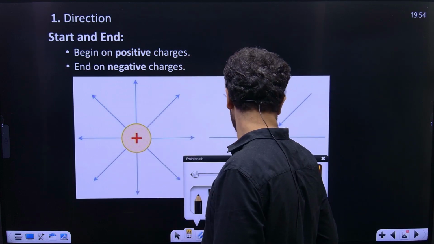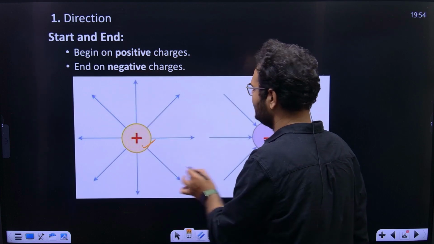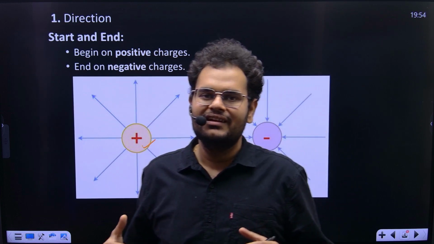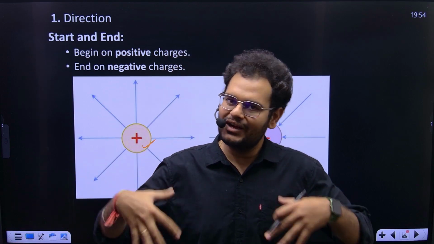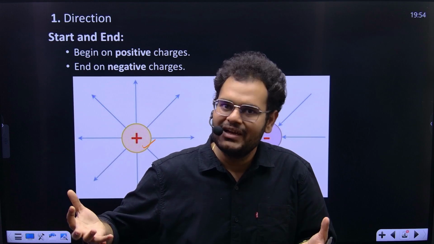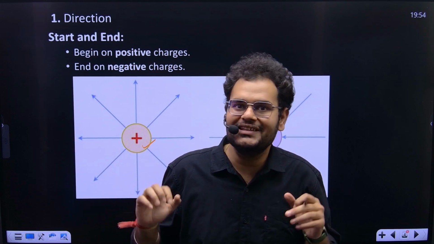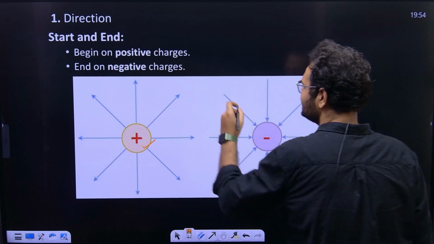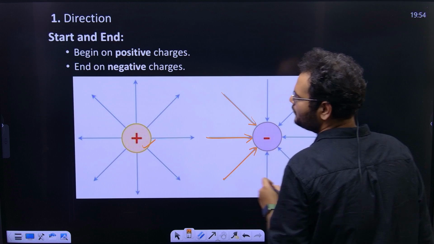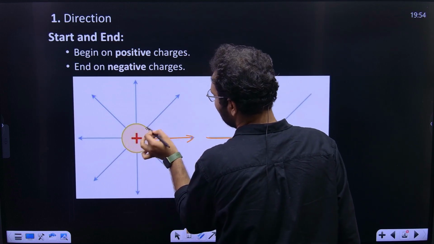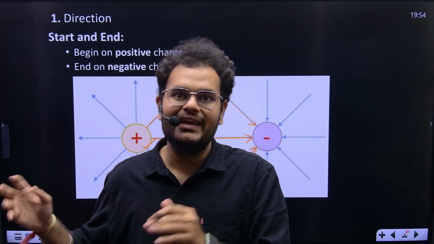And the first fundamental property is that the electric field behaves like a general society. What do I mean? Positive people, sir, positive people are looking outward. They are always expressive. And negative people are inward. They are overthinking about so many things. That means for a negative charge, the electric field lines will always be inward, and for a positive charge, the electric field lines will always be outward. So electric field lines start from positive and end at negative.